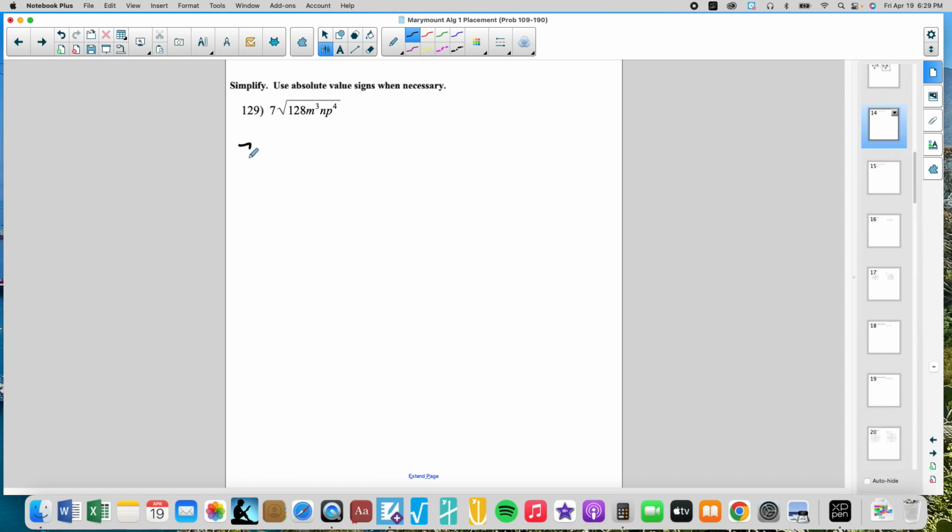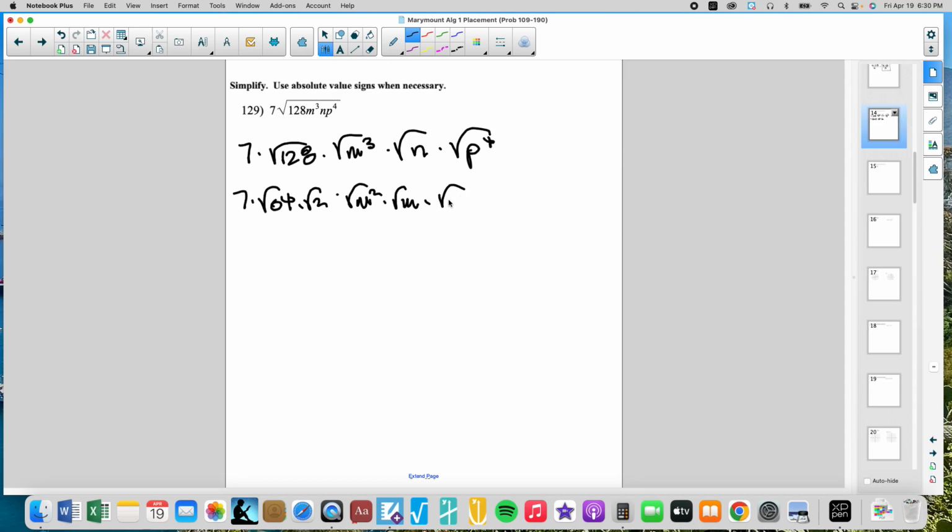Oh, look at that. 7 times rad 128 m to the third n p to the fourth. We're going to separate the m to the third, we're going to separate the rad n, and we're going to separate the p to the fourth. So 128 has 64, so we can make that rad 64, rad 2. Here we're going to make rad m squared, rad m. Rad n doesn't get rid of anything. And this is going to be rad p squared, rad p squared.